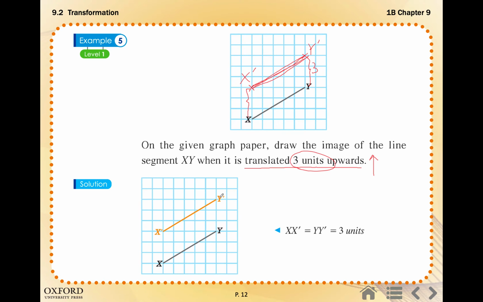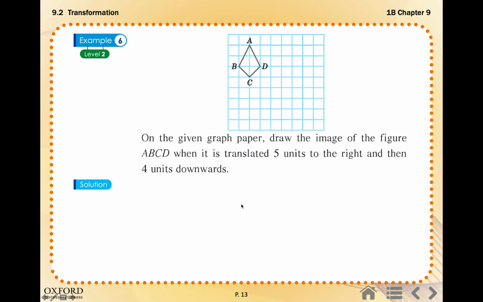This is the answer. Just need to draw the line like this. And then let's look at the next example, also about the translation. But for the translation, this figure is more complicated than the previous one. And you can see that this figure is a quadrilateral. Quadrilaterals mean 4-sided polygons, and there are 4 vertices.